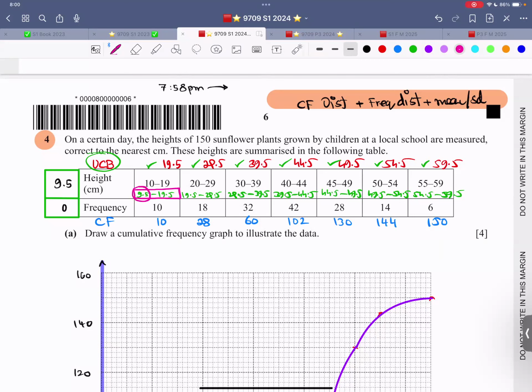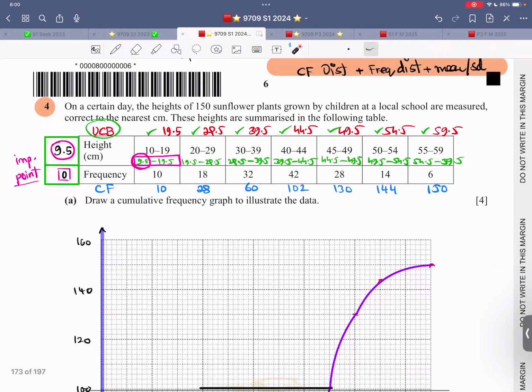Choose the lower class boundary, write it on the side, and the cumulative frequency lesser than this is 0. So this is a very, very important point that you need to take care of, correct? Because this is where the graph will touch the x-axis.